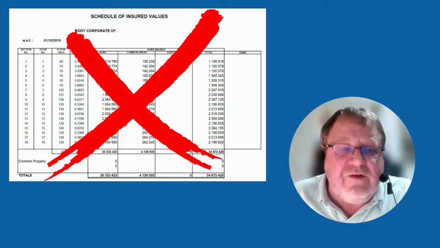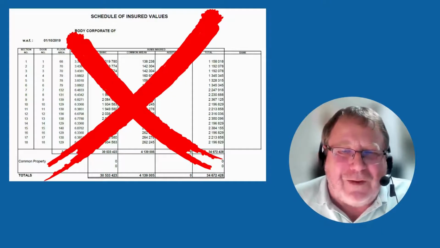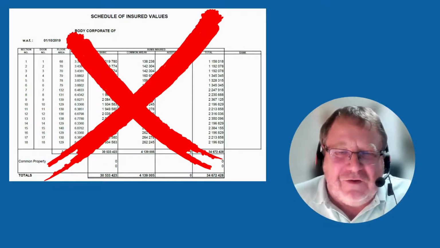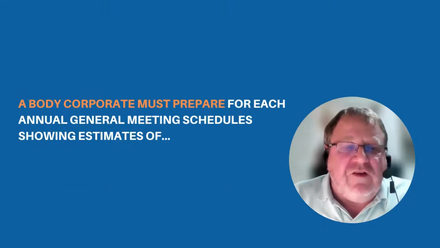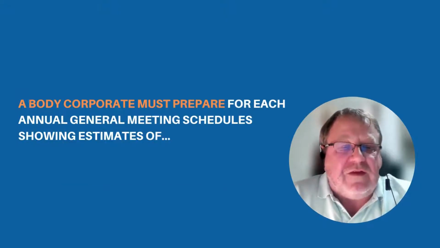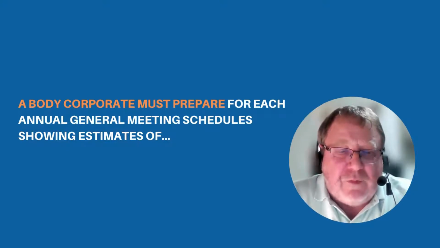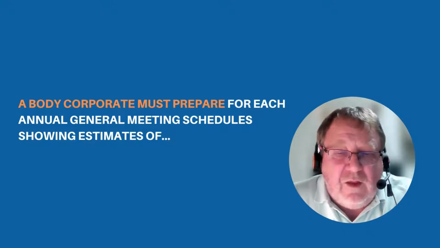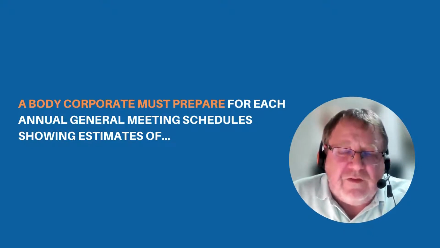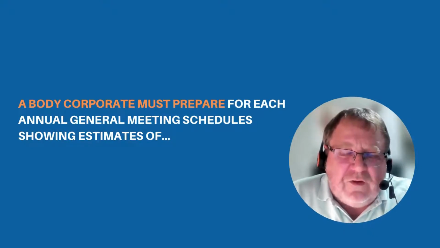Very important: this is not something which is prepared just before an AGM by photocopying the insurance policy's schedule or endorsement. We don't think that's a good idea. The rule is very specific. It says the body corporate must prepare it before every annual general meeting. In fact, the old rule used to be more specific and used to say that the trustee shall. So the body corporate must prepare one of these, and it can't just be your existing policy.